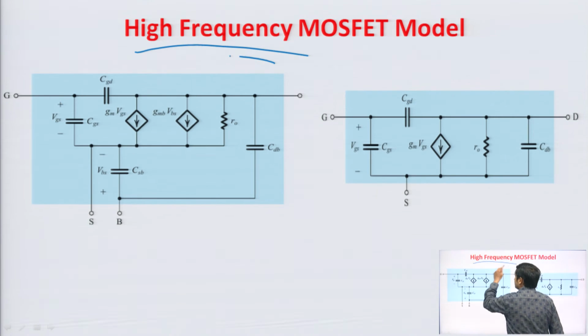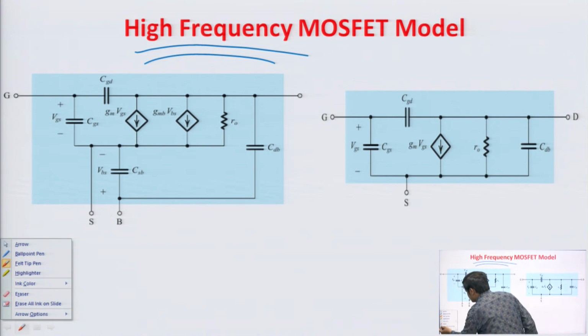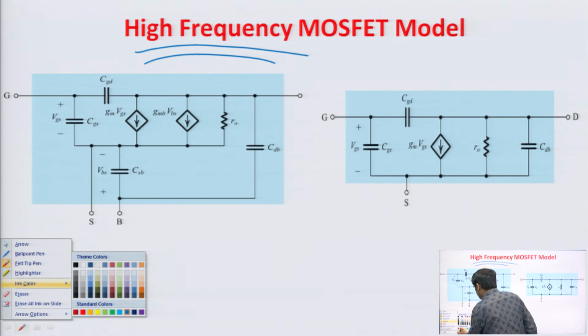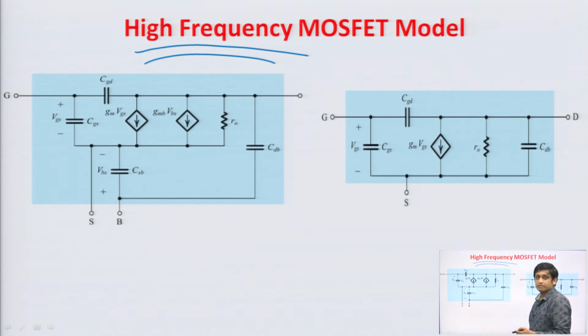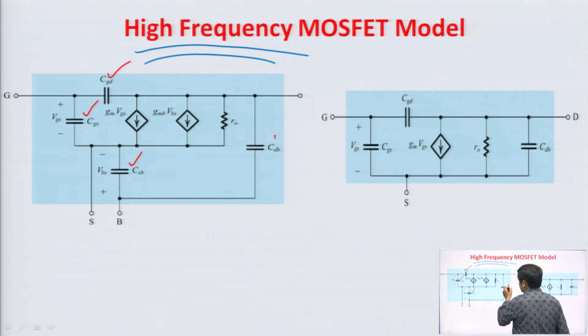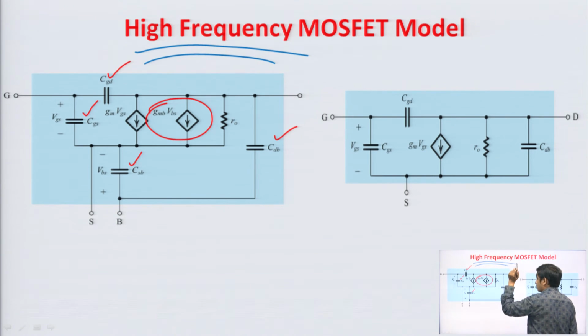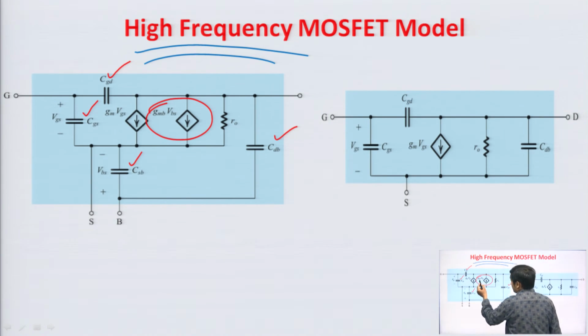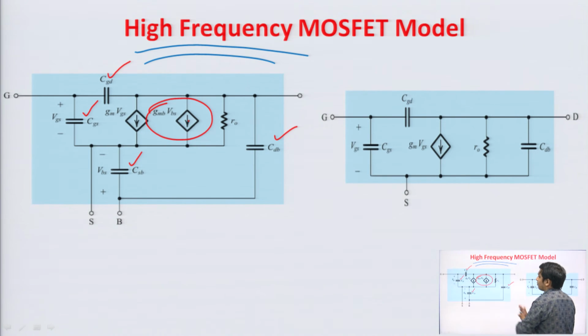High frequency means now we are going to consider the internal capacitances, since we know that at high frequency, due to internal capacitance, the gain is reduced. So, in the high frequency MOSFET model we consider all the internal capacitances. These capacitances are gate to drain, gate to source, source to body, drain to body. And if we are considering the body effect, then we add one more dependent source, that is gmb into Vbs. This is in fact a more complicated model.